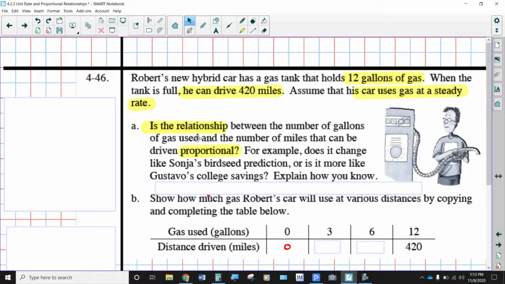So the question is, is this relationship proportional? The relationship between the number of gallons of gas used and the number of miles that can be driven. Is that proportional?